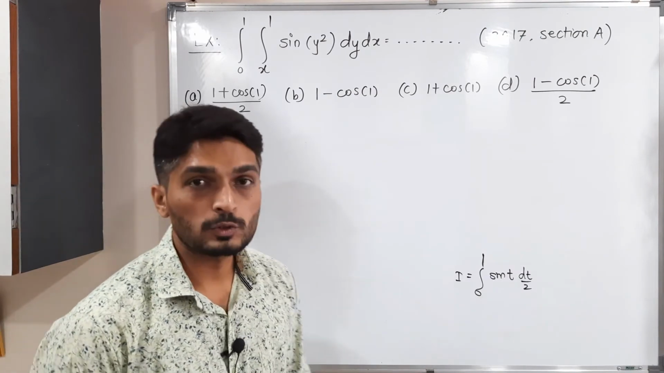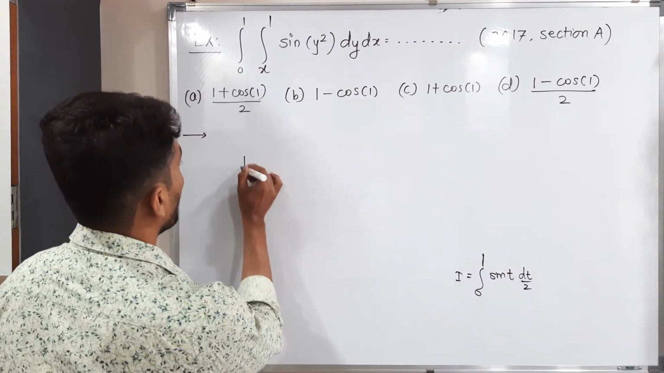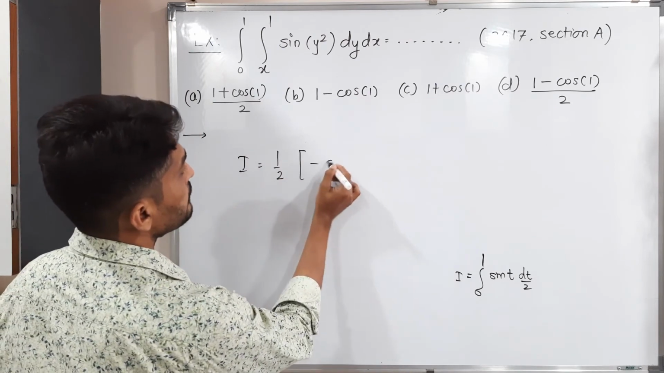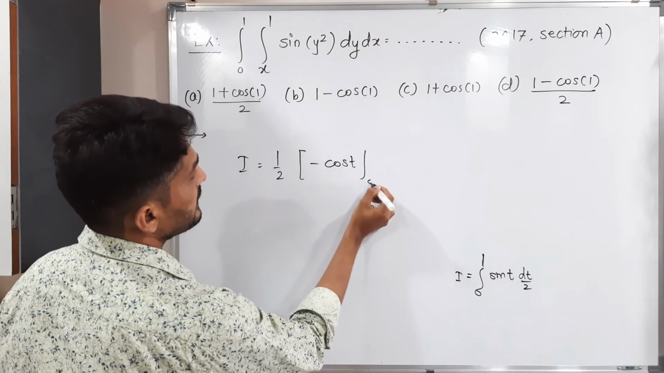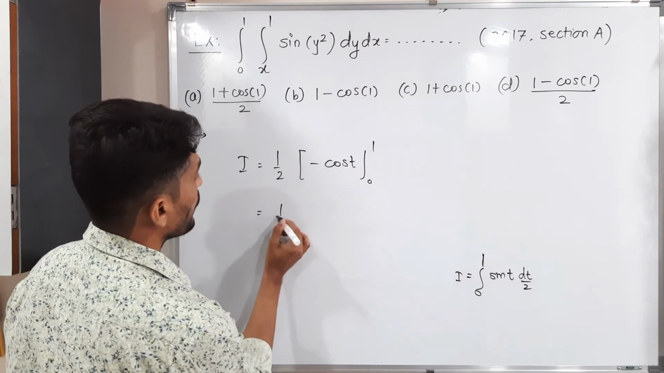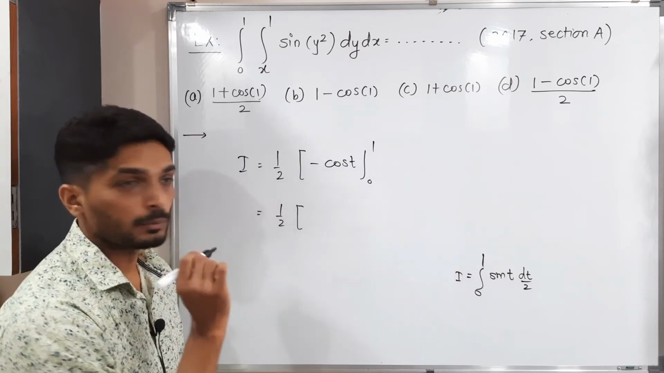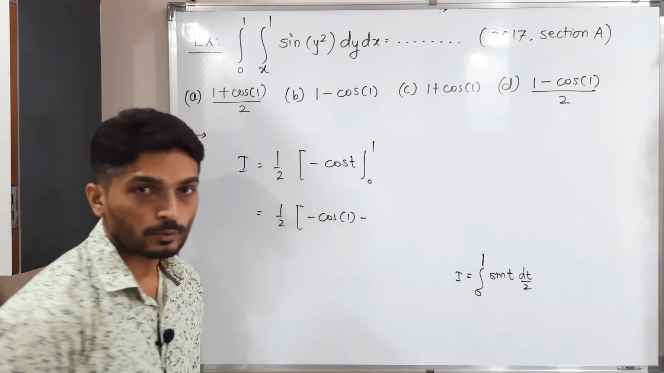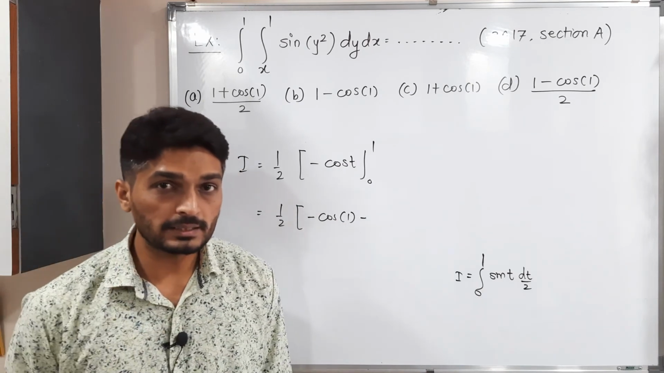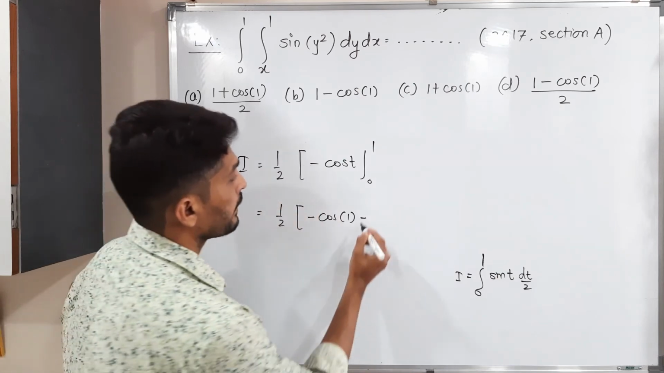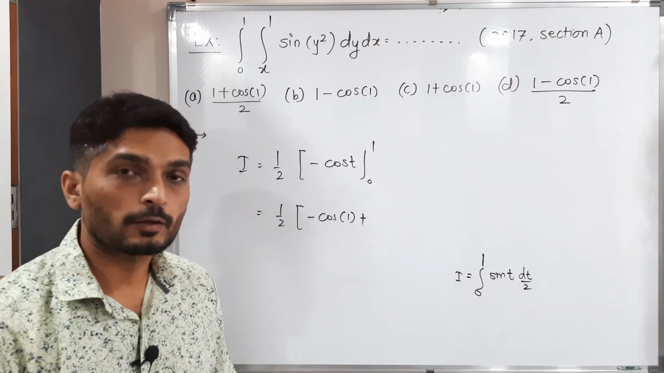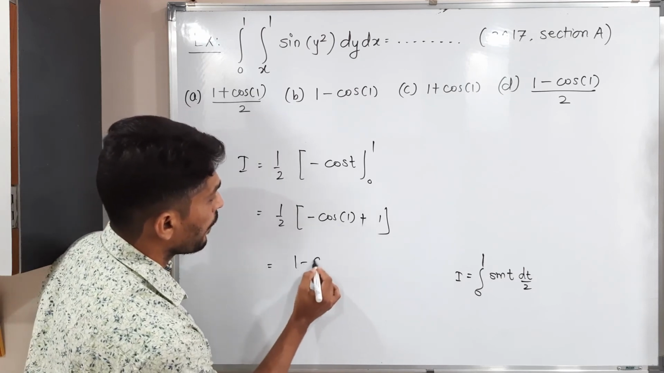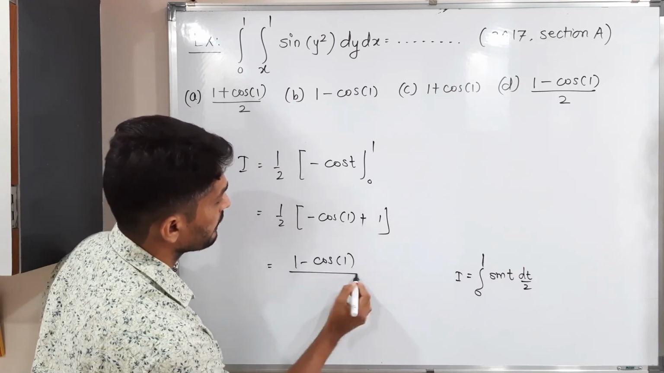That 1 by 2 is a constant, it will come outside. I is equal to 1 by 2 outside. The integration of sine t is minus cos t, having limits 0 to 1. So 1 by 2, let us put the upper limit 1. We'll have minus cos 1 minus. When we put the lower limit, we write minus there. But see, it already has a minus, so minus minus is plus, correct? And the value of cos 0 is 1. So what is our final answer? 1 minus cos 1 divided by 2.